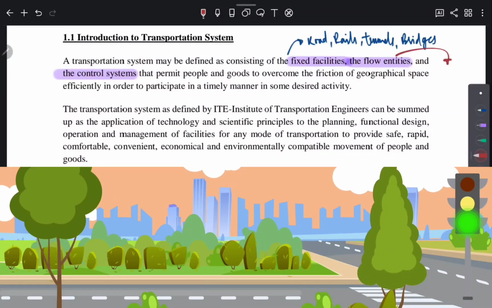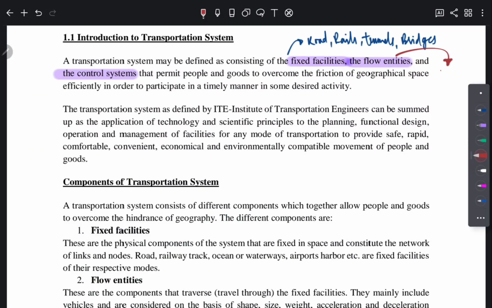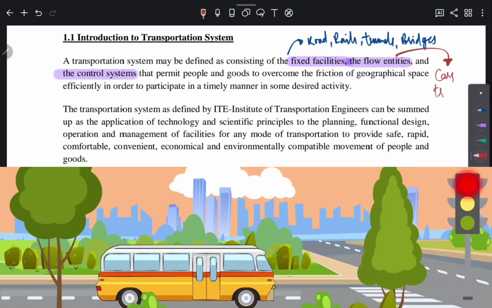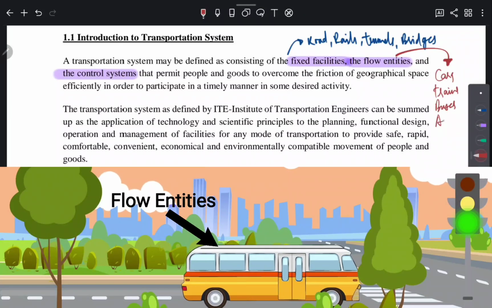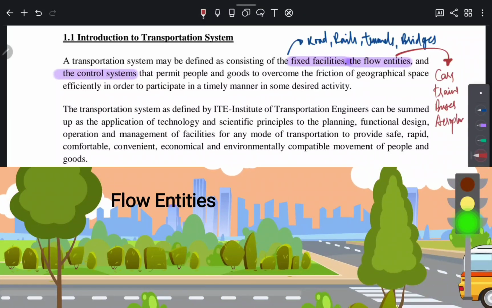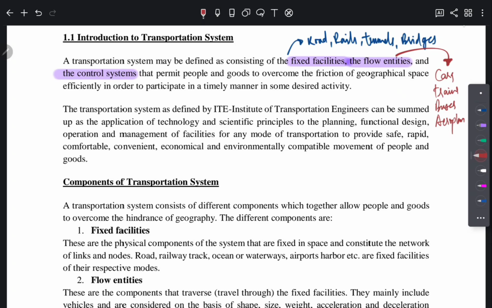Second is the flow entity. So flow entity includes cars, trains, buses, aeroplanes and any kind of mode of transport. And the last component is the control system. So the control system allows and permits people and goods to overcome the friction of geographical space efficiently in order to participate in a timely manner. Basically this is a system that controls a particular vehicle to operate on a particular track.